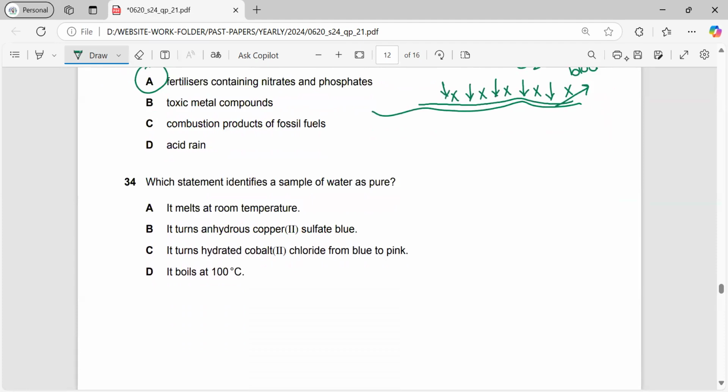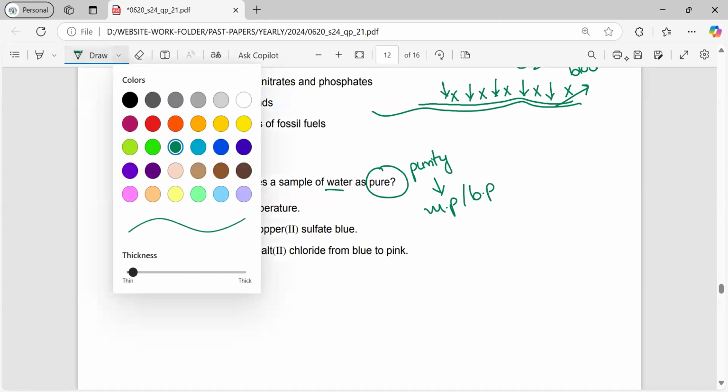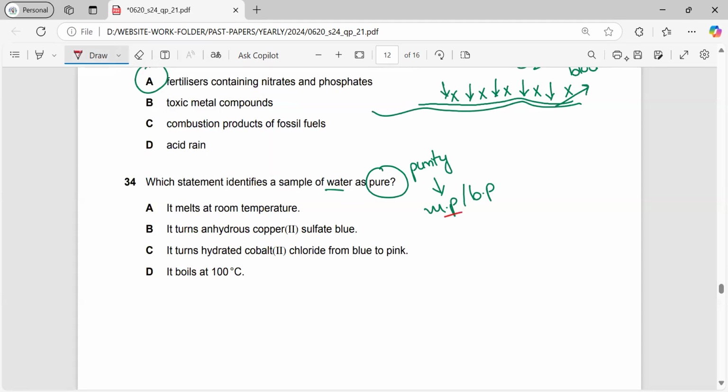Which statement identifies a sample of water is pure? If we want to check the purity of a substance, purity can be checked by melting point or boiling point. Because if a substance is pure, then its melting and boiling points will be sharp, fixed, accurate. So if the water is melting at exactly 0 degrees Celsius and boiling at exactly 100 degrees Celsius, that means it's pure.